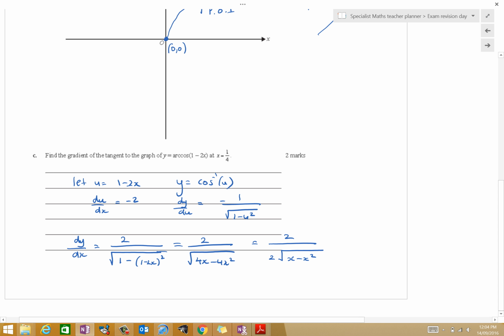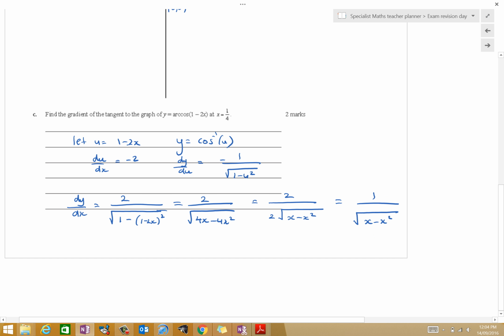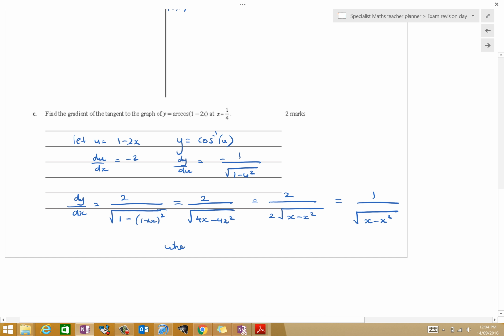Now, Matt, can you just leave it that way and just do the evaluation? Yes, absolutely. So now I've found my expression for dy dx. You could have done it a different way, but when x equals 1/4, subbing that in, you should get something like this. dy dx is 4 on root 3.